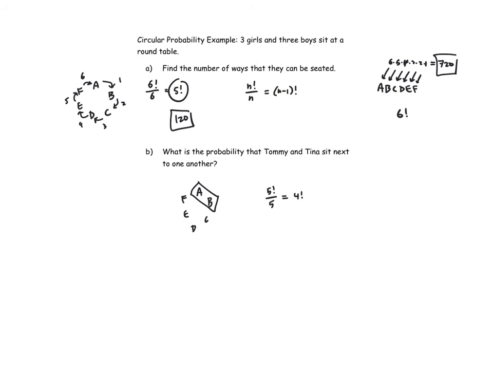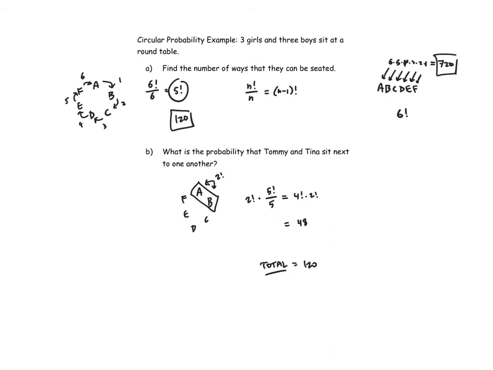However, there's 2 different ways for Tina and Tommy to sit next to each other. There's 2 factorial ways. So we're actually going to take this idea and multiply it by 2 factorial. So there are 24 times 2, 48 different ways that Tommy and Tina can sit next to each other. Now that's the number of ways they can sit next to each other. The total number of ways we actually found in the previous problem, which was 120. There's 120 different ways that 6 students can sit in a circular fashion.